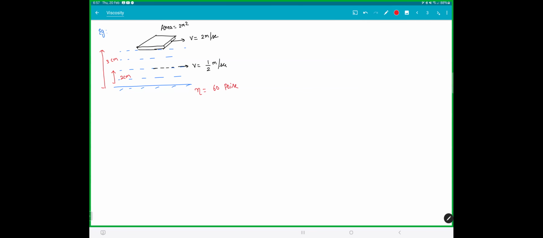Now, if they ask you to find the viscous force, first thing here, delta V by delta Z. So you choose any two layers, V2 minus V1 by Z2 minus Z1. Here one layer is this one, this is 0.1, let's say this is 0.2. So V2 minus V1 will be 2 minus half, and the distance between the layers is 3 minus 2 centimeters. That will be 3 by 2, 300 by 2.